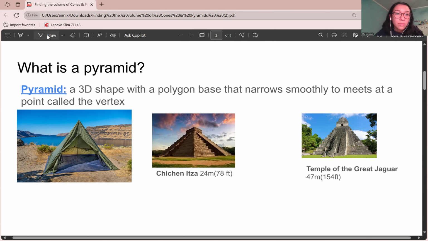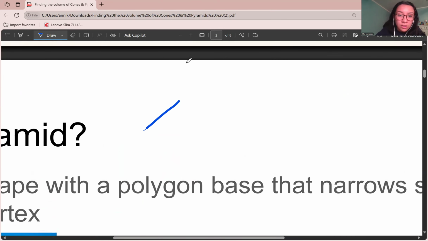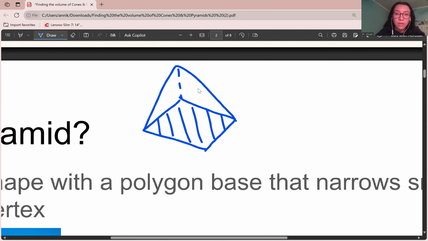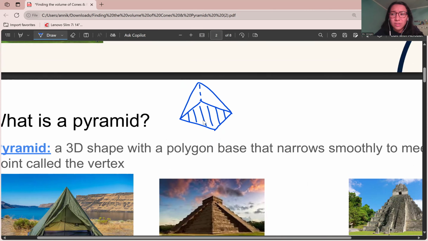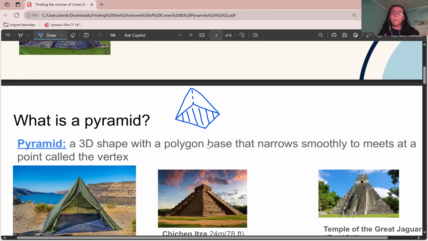So let me draw a picture here. If we want to have a pyramid, and our base, in this case we're just going to imagine it as a square. Okay, so that's an example of a pyramid. It's drawn really badly, excuse me. But this is still a pyramid technically, and it has a square base.